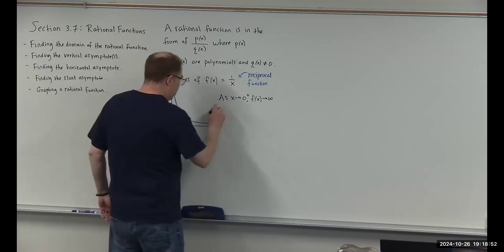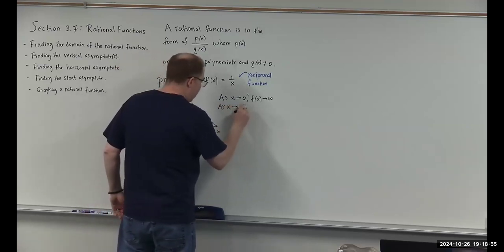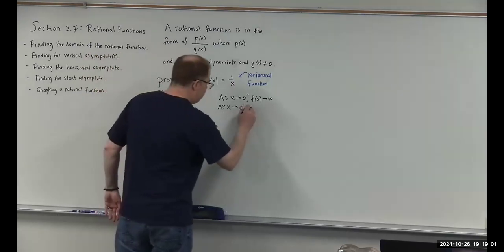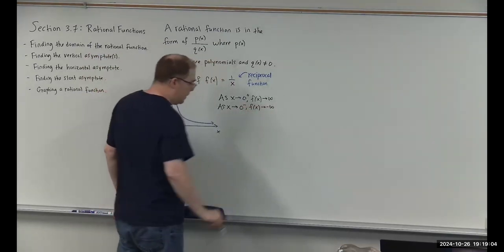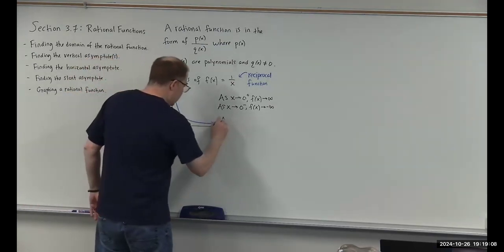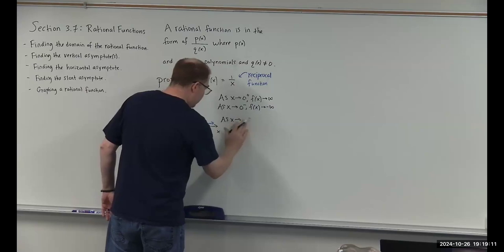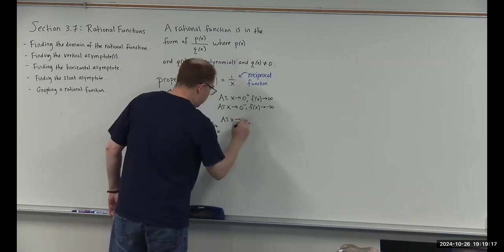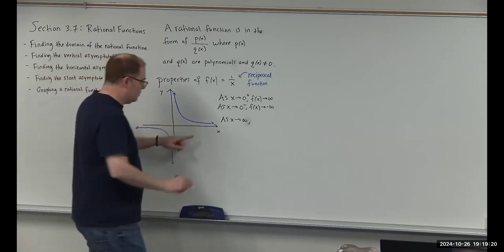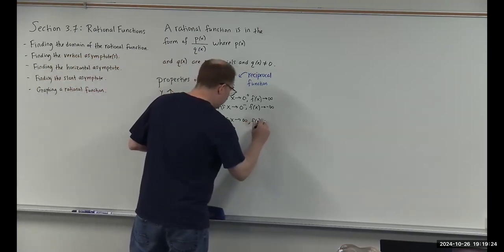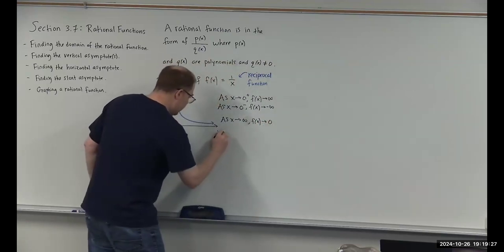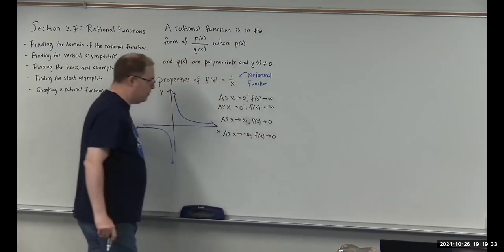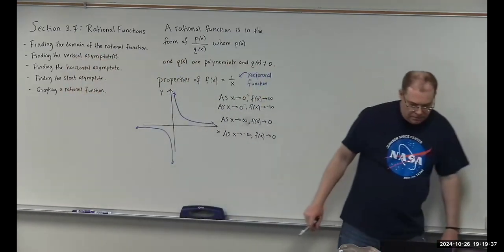All right. What about as x approaches zero from the left side? As x approaches zero from the left side, then f of x is approaching negative infinity. And as x approaches infinity, as x gets larger and larger, then the function values approach zero. And as x approaches minus infinity, again, the function values approach zero.